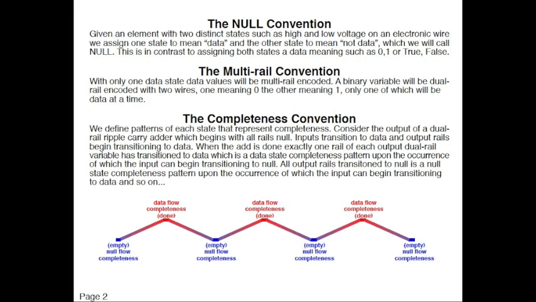They propagate through the circuit. The outputs begin transitioning from data to null. And when all of the outputs have transitioned to null, that's a null completeness pattern. We know that the circuit is completely set and ready to receive a new data set. We transition monotonically between data completeness, null completeness, data completeness, null completeness, data completeness, and so on.